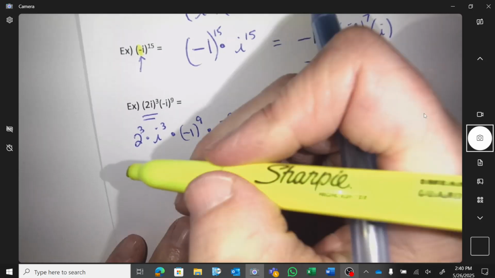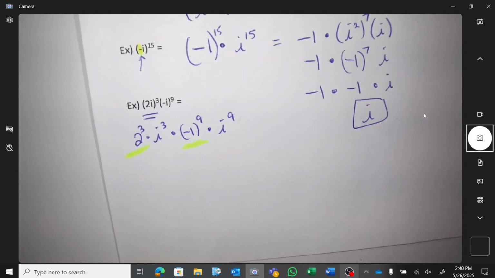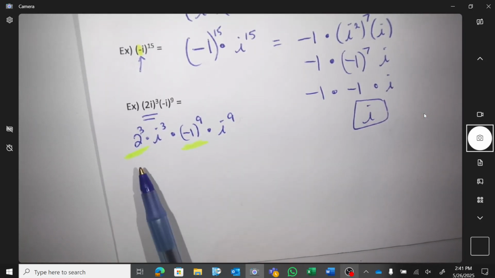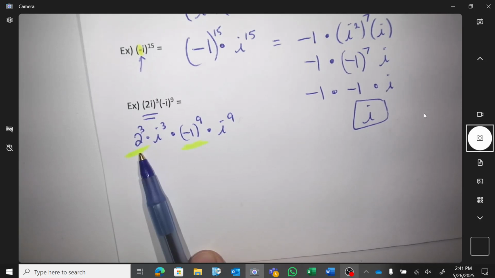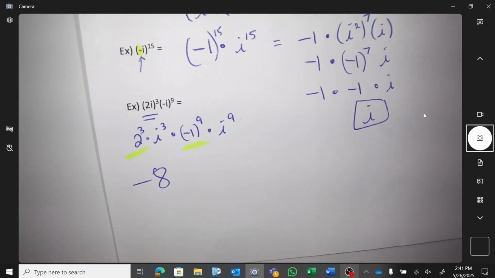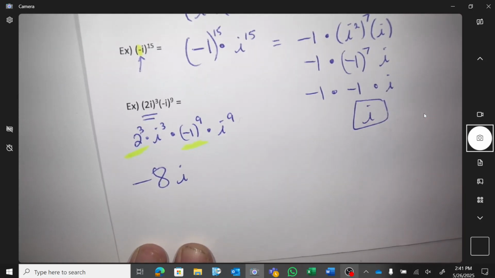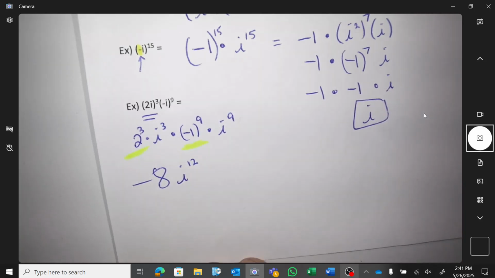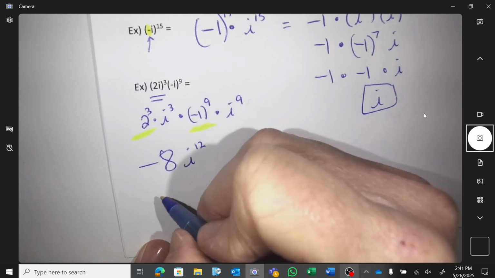Okay, let's talk about this number and this number. What do we get here? 8 times -1 on that. So can we just write -8? Is that good? i. What's the rule with the exponents when you multiply like that? Add them. Okay, so know your rules.